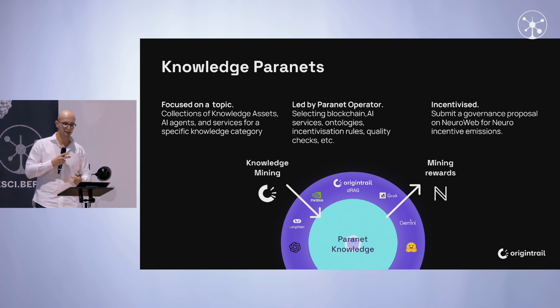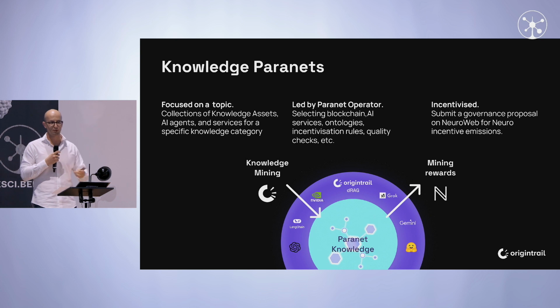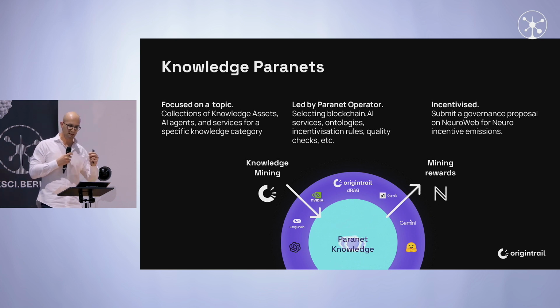So what will the blockchain be? What will the AI services be? What ontologies should be used so that the knowledge is actually useful? What quality checks will be performed? All of these types of things. And last but not least, these paranets can be incentivized.